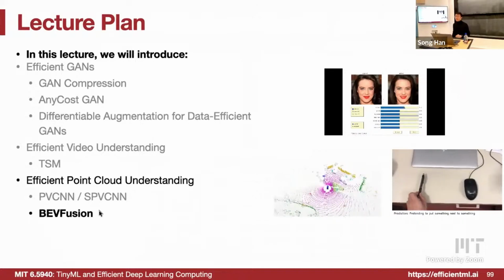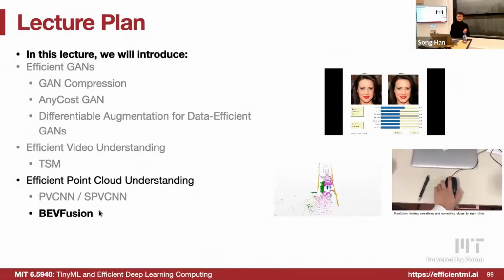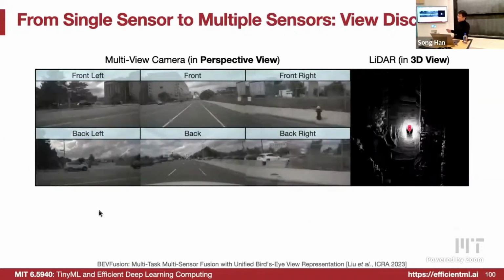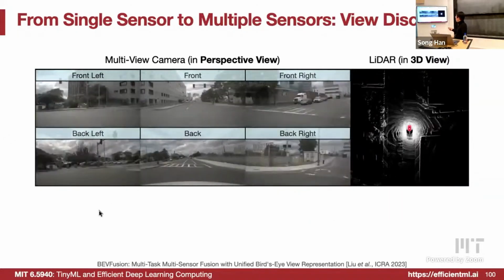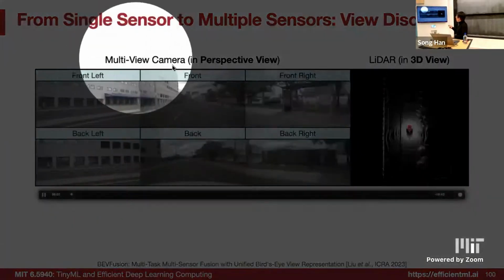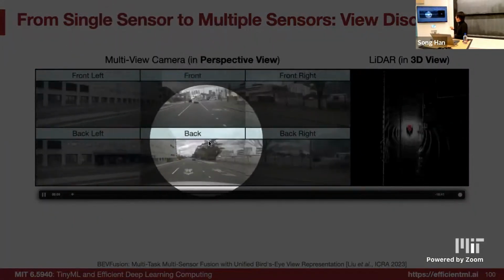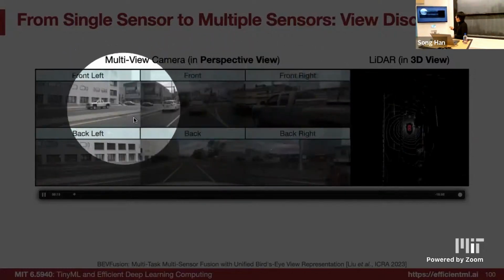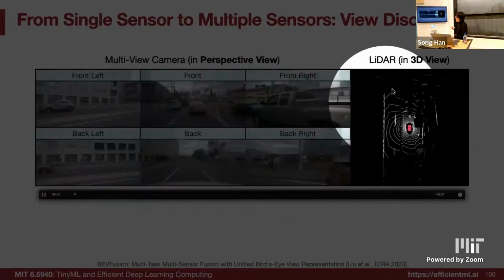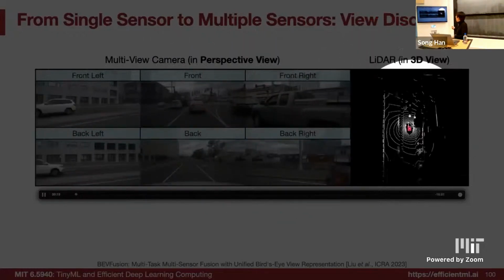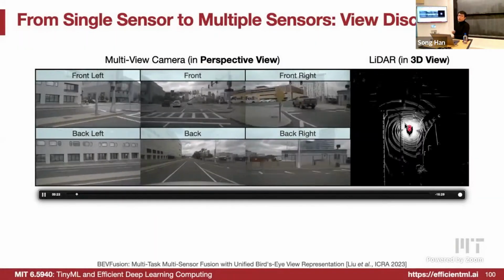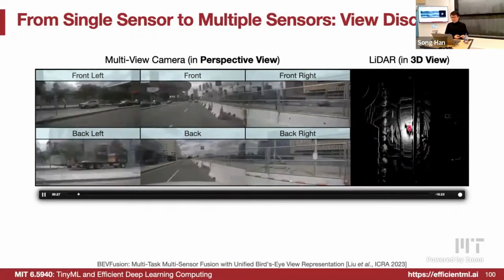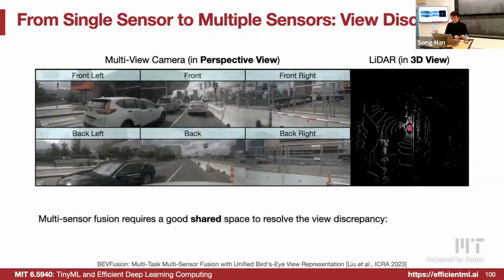All right, so we talk about both the camera and also the LiDAR, the image, and also the point cloud. Now let's fuse them together. So this is a common scenario for autonomous driving cars. It has multiple multi-view cameras. This is actually in the Seaport area in Boston. So it has a front camera, front right, front left, back camera, back left, and back right. It also has a LiDAR in the 3D view. So how do we fuse multiple sensors' information together in the same space and perform perception in that shared space?